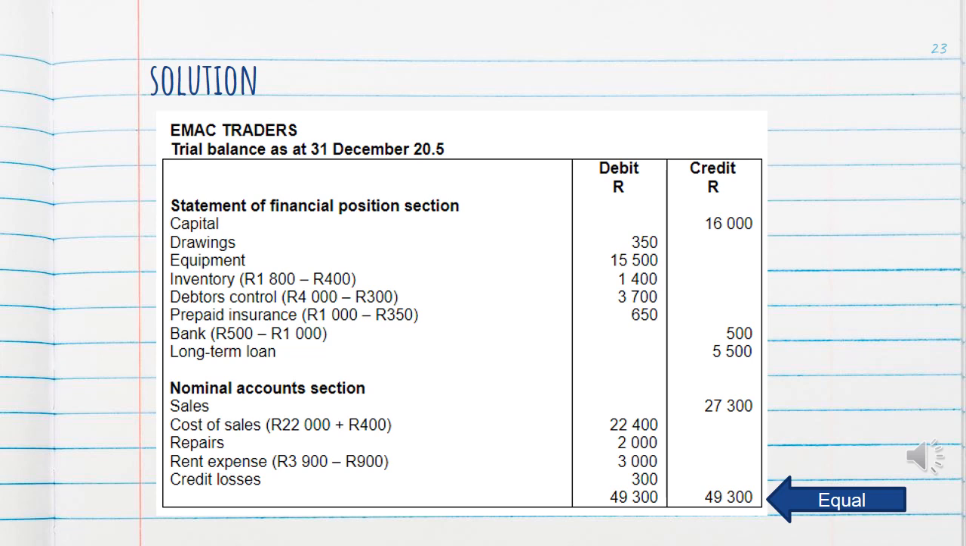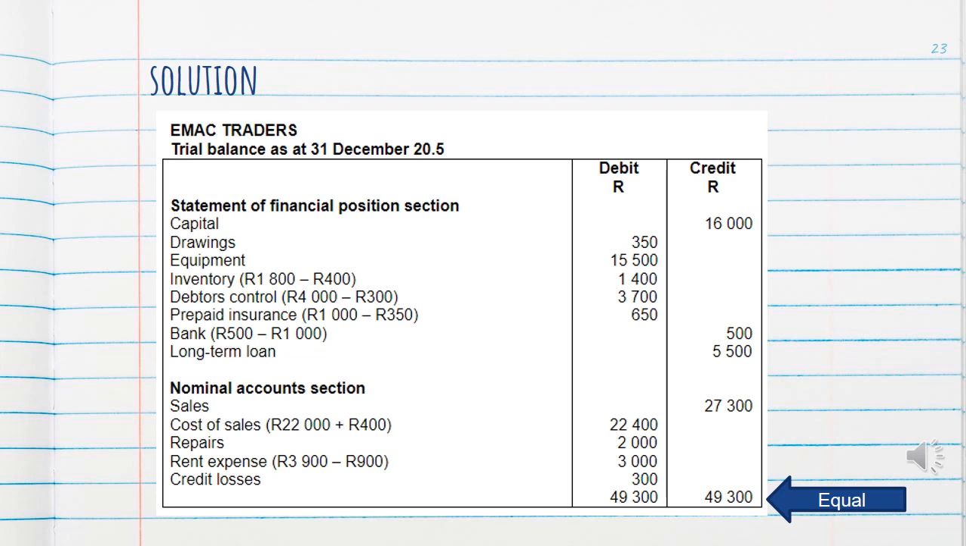So when we look at the solution, we are able to see that the debit and the credit equal each other at 49,300. And that is why we do trial balance. Before we did all these adjustments, they weren't equal to each other, which means that our books were not faithfully represented. Once we have made these adjustments, we are now able to see that they equal each other, and therefore our trial balance was correct and faithfully represented.